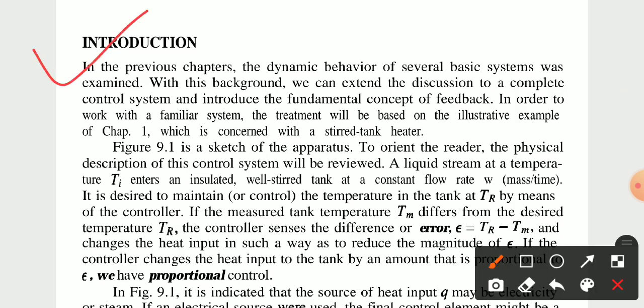In the previous chapter, the second order system, we have seen. The dynamic behavior of several basic systems was examined. With this background, we can extend the discussion to a complete control system and introduce the fundamental concept of feedback. In order to work with a familiar system, the treatment will be based on an illustrative example.